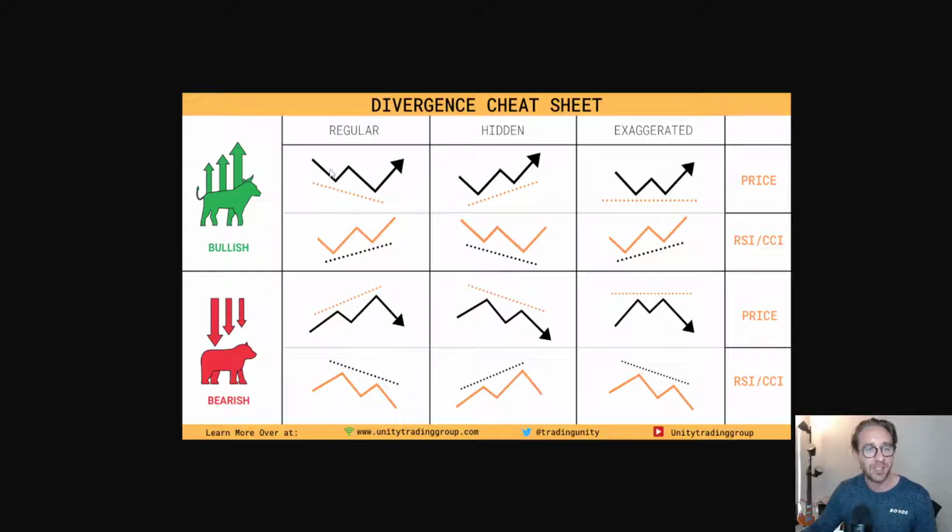We have price action making lower lows, and we have our RSI making higher highs. If we talk about bearish divergence, we have our price action making higher highs and our RSI making lower highs. That's bearish divergence and bullish divergence. Now, what is that telling us?